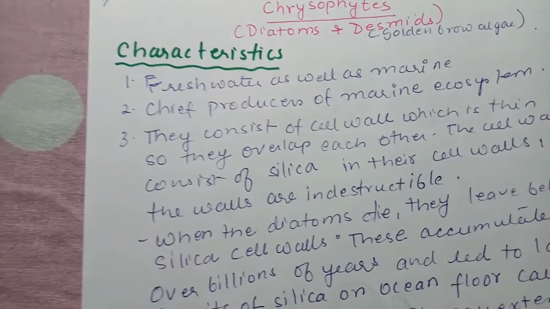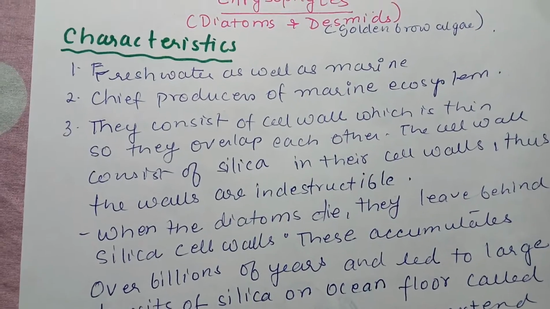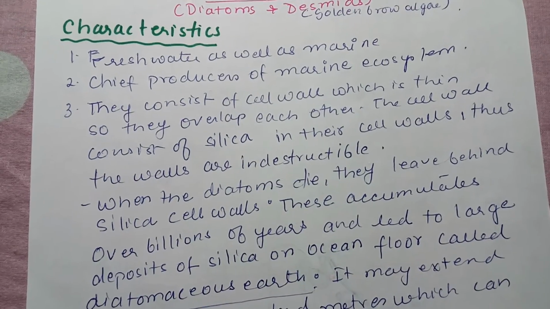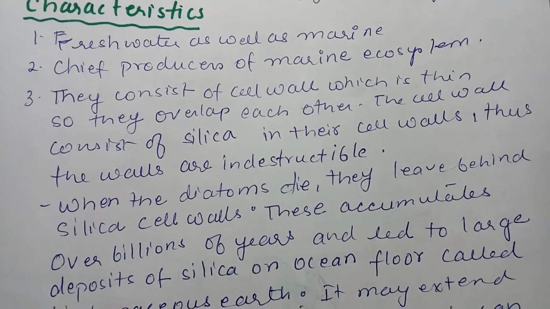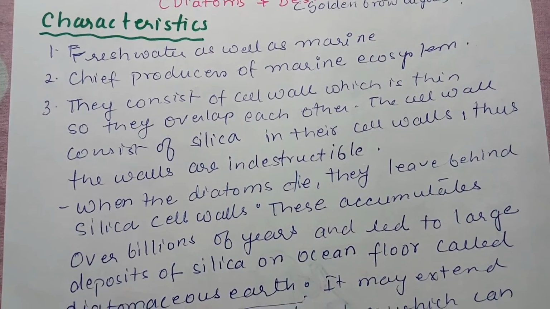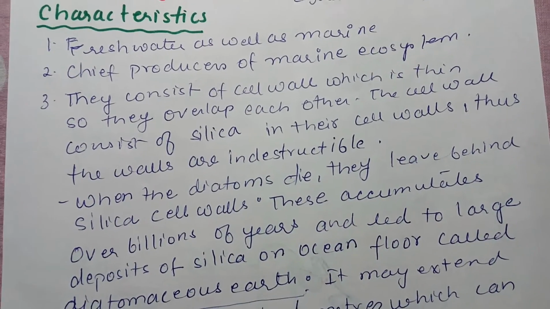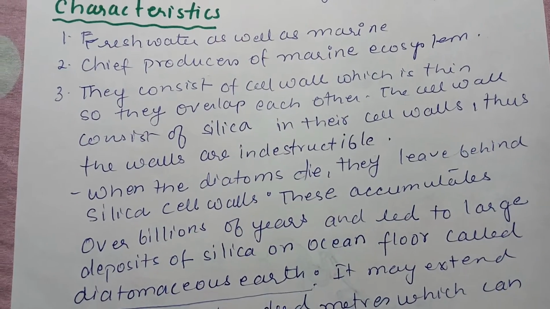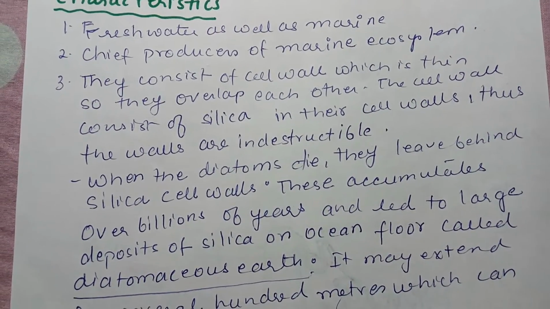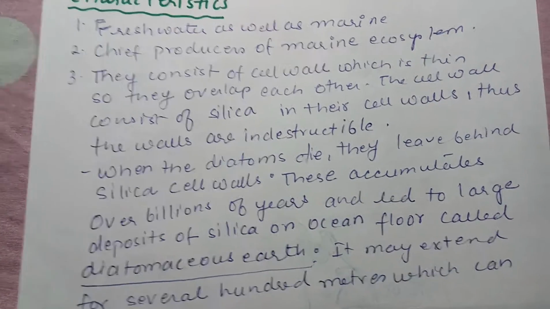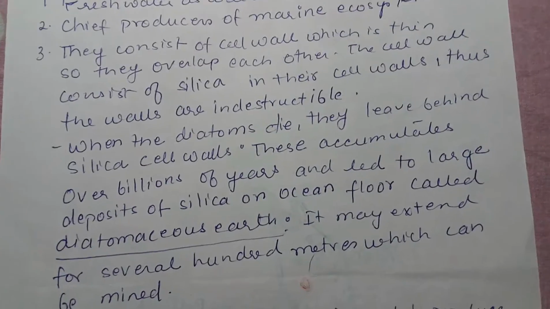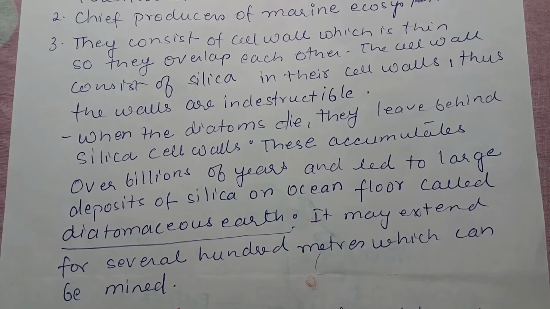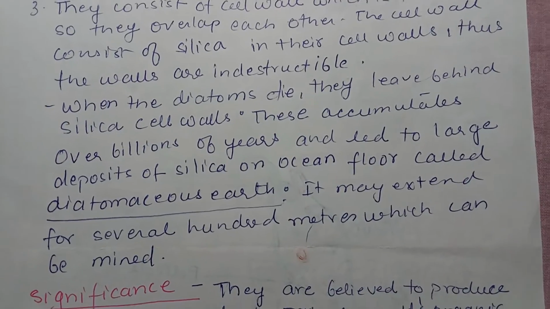Again, I will discuss unique features. They are freshwater as well as marine. They are the chief producers of the marine ecosystem. They have a thin cell wall, so the walls overlap each other. The cell wall consists of silica, so cellulose is not present. Thus the walls are indestructible because silica is a resistant material. It forms a chemical which is resistant to so many things.